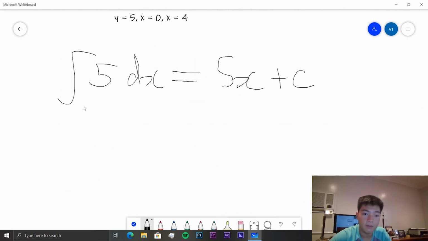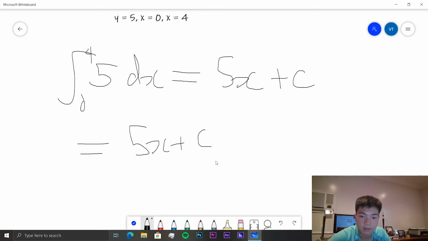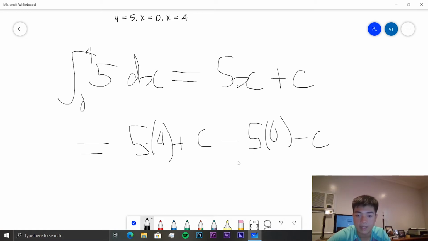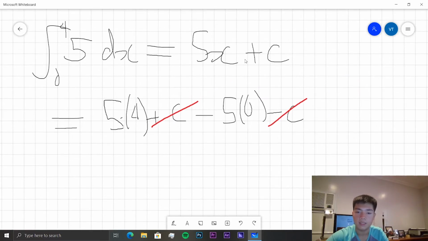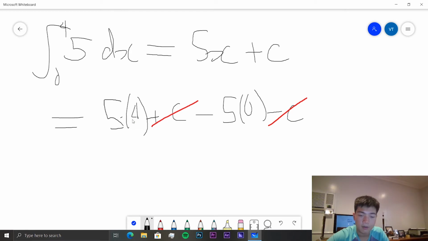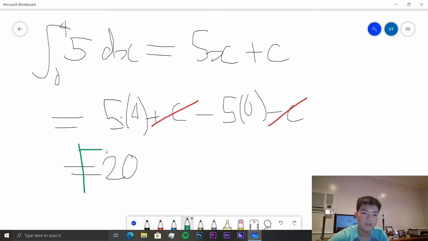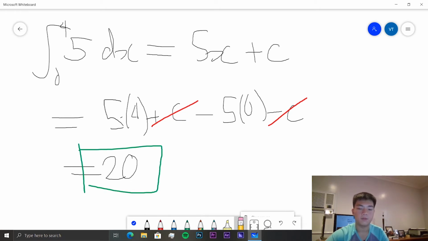So we know that if we take 0 and 4 here, this will be equal to 5x plus c, where we substitute 4 in. So this will be equal to 5 times 4 plus c minus 5 times 0 plus c. Since if we're subtracting two antiderivatives, these constants of integration cancel out. We're simply left with this. So we can usually ignore this constant for definite integrals. So now we have 5 times 4 minus 0, so the area is equal to 20, like we might expect from a rectangle with height 5 and width 4.